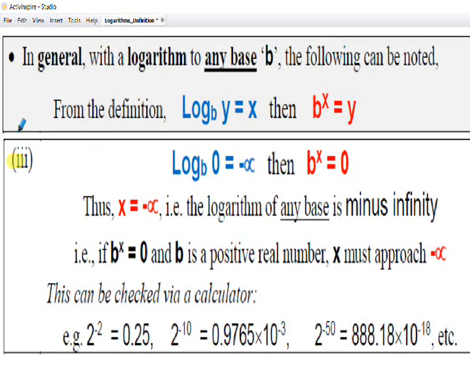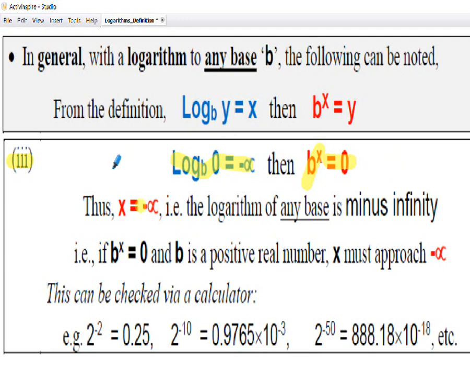Another characteristic of the logarithmic curves is that they all tend to negative infinity. So why is that? Log to the base b of 0 is equal to negative infinity. When you're looking at 0 on the horizontal axis, the logarithm is heading off towards negative infinity. Well, if we write that logarithmic expression in terms of the exponential format, we'll get b to the x is equal to 0. So what value of x do I need to get 0 on the left-hand side?